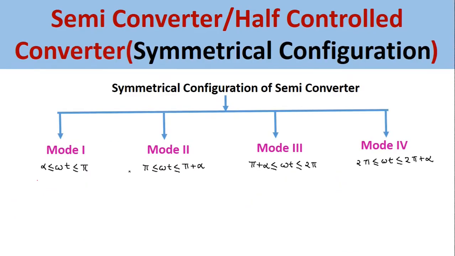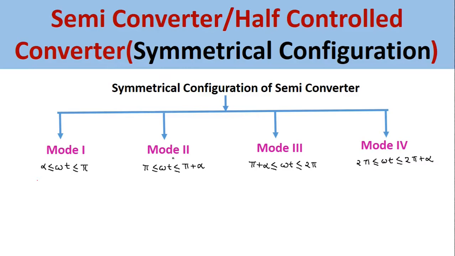In the symmetrical configuration of semi-converter, the operation is divided into four modes of operation: mode number 1, 2, 3 and 4. Mode number 1 goes from omega t equal to alpha to omega t equal to pi. In this, the inductive load connected in the circuit stores energy. So you can say that it is the energy storing mode.